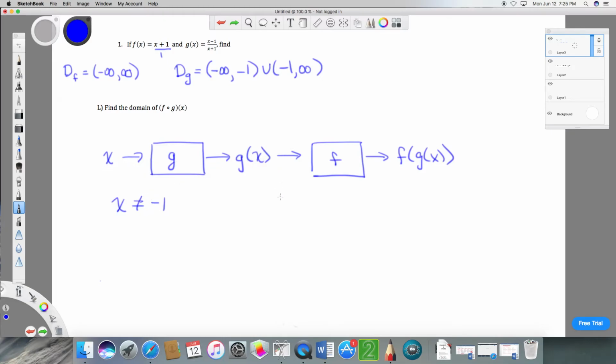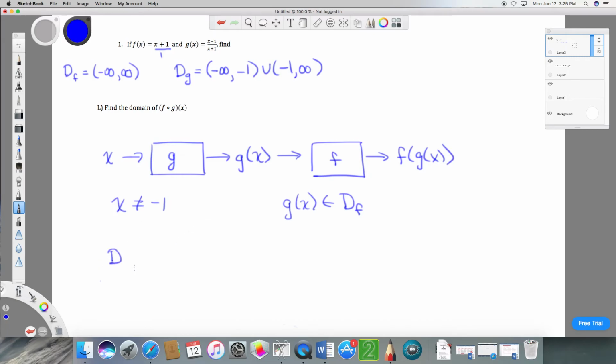Well, what about this output of g? Is there any restrictions on it? Because g of x has to be in the domain of f. But f is pretty easygoing. f has a domain of all real numbers. f will take on any value that you give it and produce an output. So there's no restrictions that f has, and the only restriction we have for this composition is that x can't be -1, which happens to be the same domain of g.